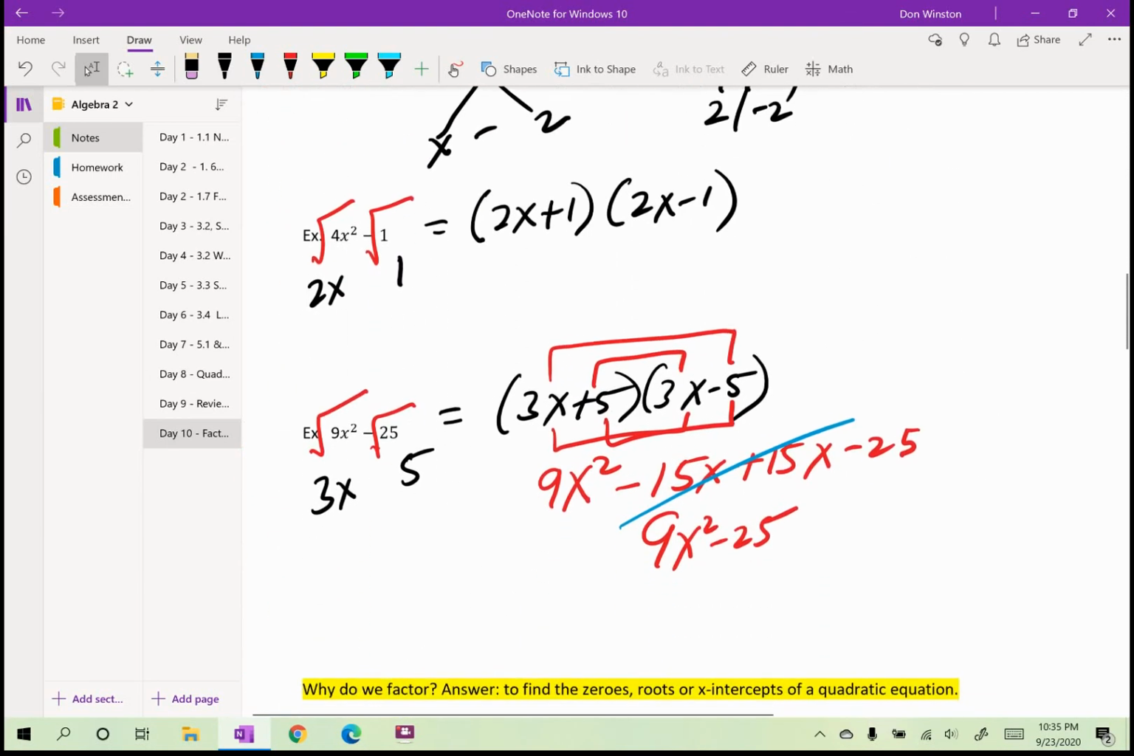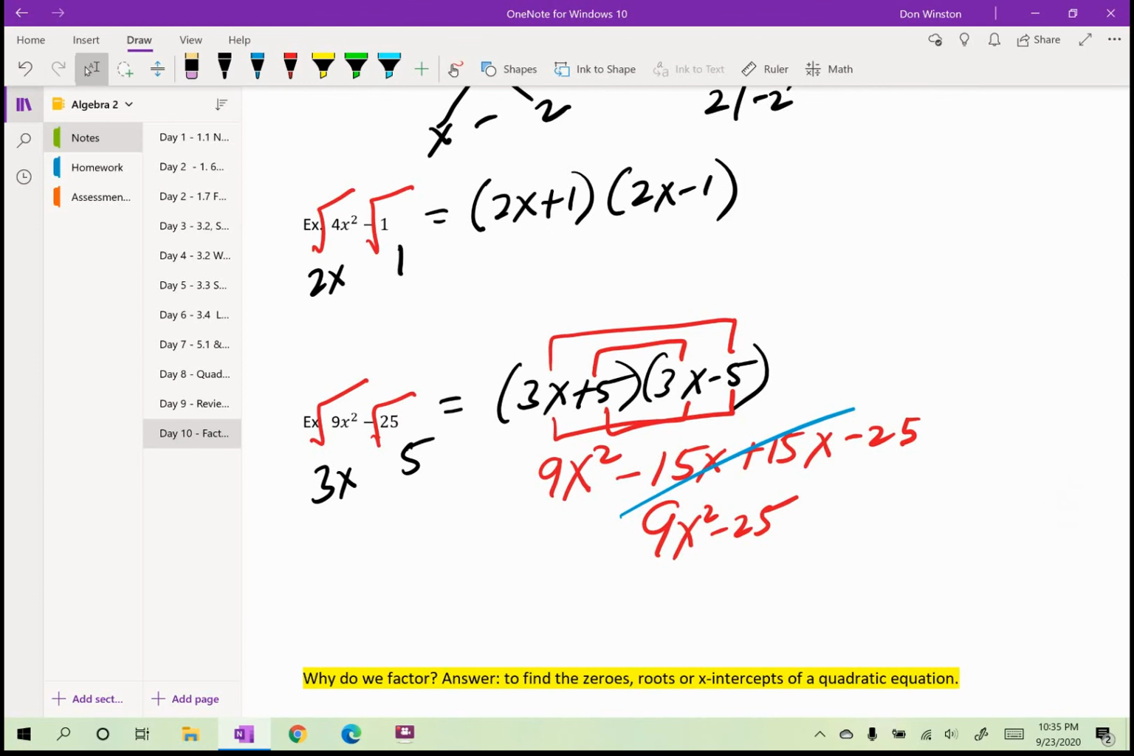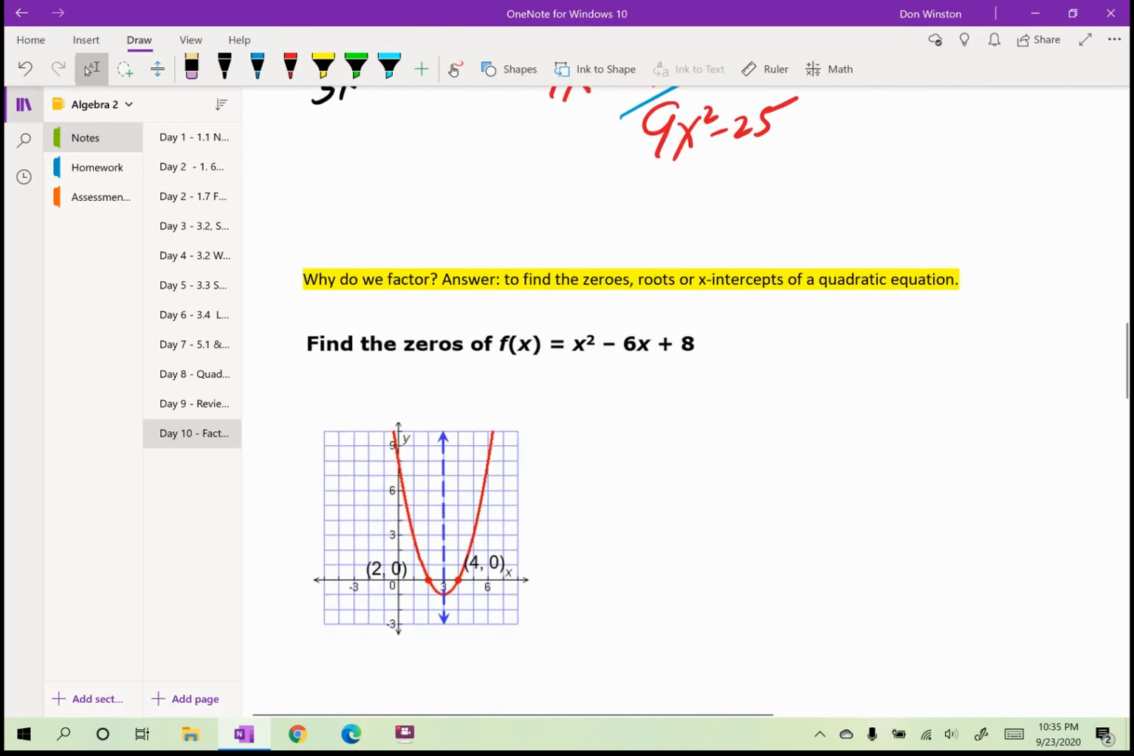All right, so I'm done teaching factoring. Now we use it. So this is where section 5.3 actually begins. Why do we factor? Answer: to find the zeros, roots, or x-intercepts of a quadratic function. It's the only reason we factor. Okay, algebra is all about solving equations.